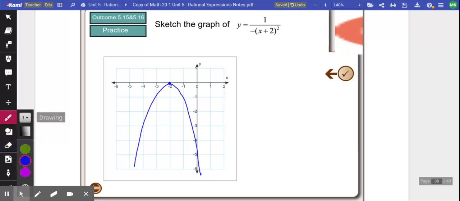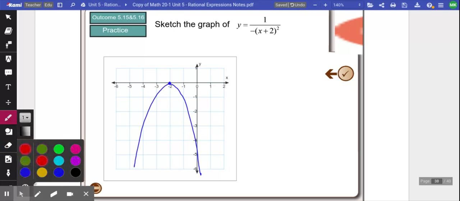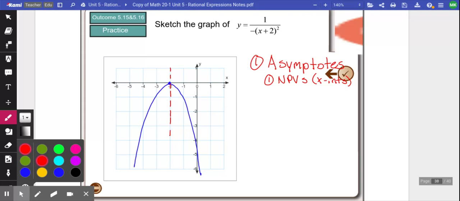Okay, the first job that you had was to draw your asymptotes. Asymptotes happen at your NPVs, which are also the x-intercepts of the original graph. In this case, my NPV is at x equals -2. The second one, which people often forget, is the x-axis, and that's always there, right? So make sure you always have that one drawn out.